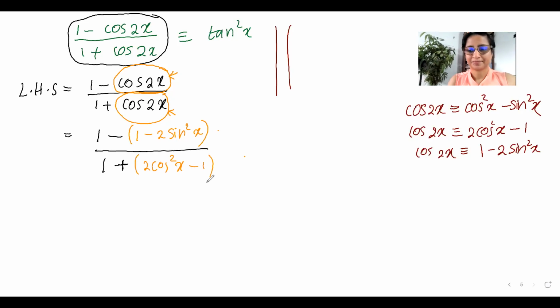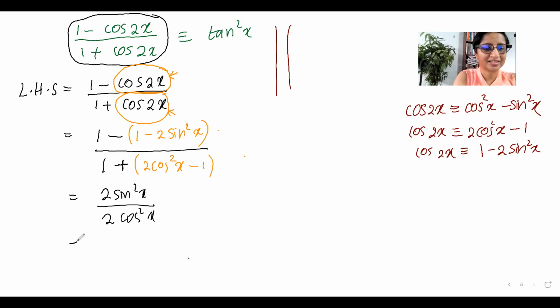Okay. What do you get then? 1 minus 1. This is going to be 2, minus into minus is plus, 2 sine squared x over, minus minus cancel, 2 cos squared x. 2 cancels. That's tan squared x. Tan squared x. Okay.